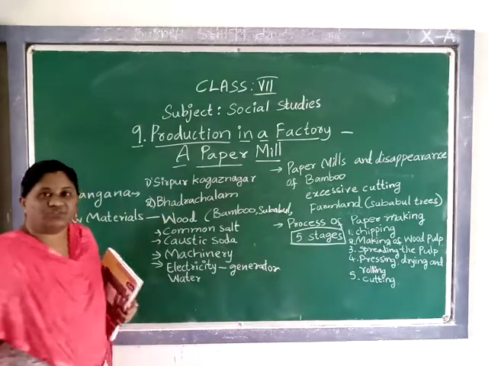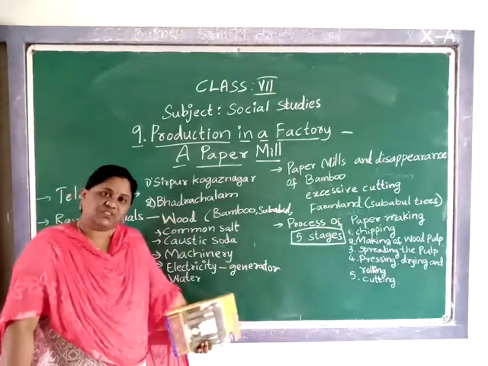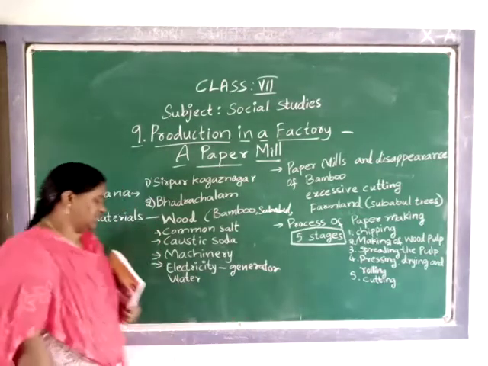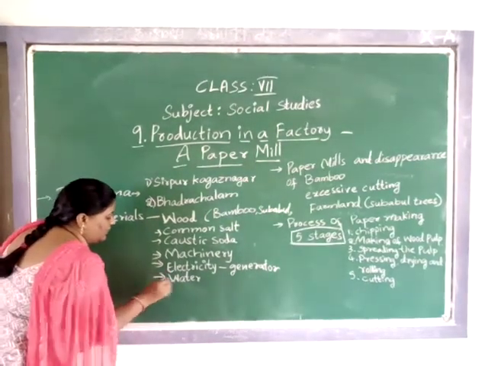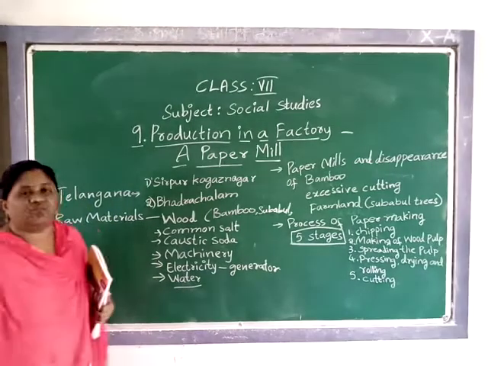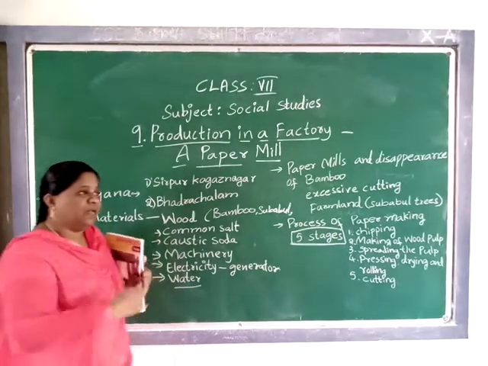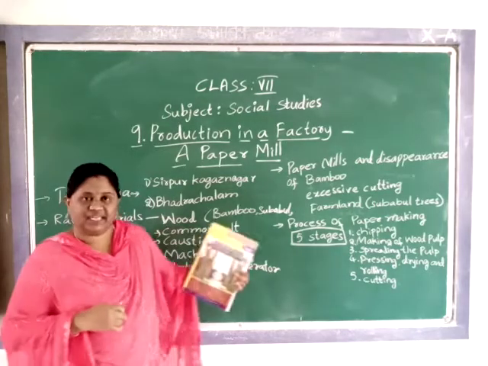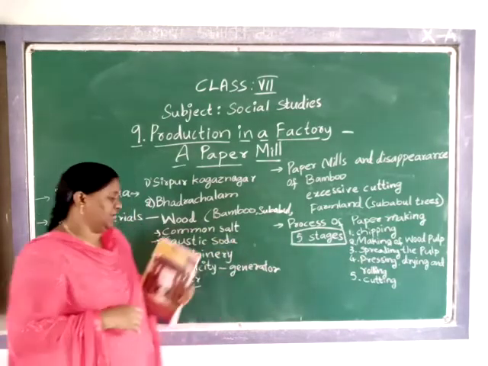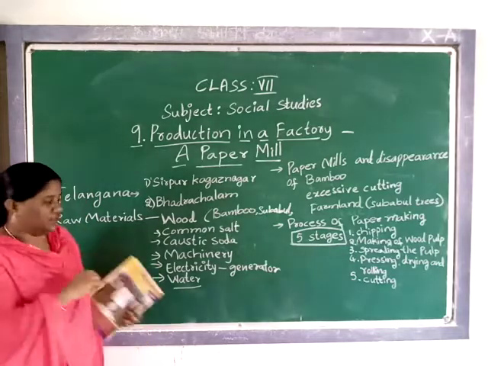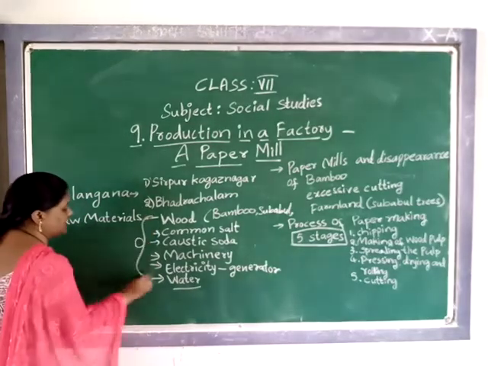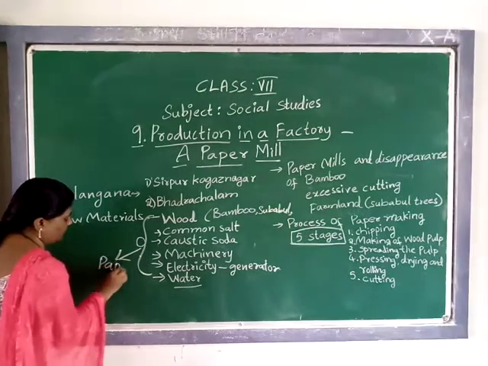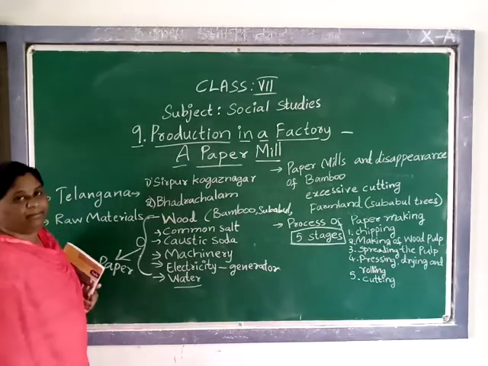Most of the electricity is produced in the factory only by using a generator. And clean water is used in the making process. That process we will also learn in the next topic, for water. So these are all the raw materials for making paper.